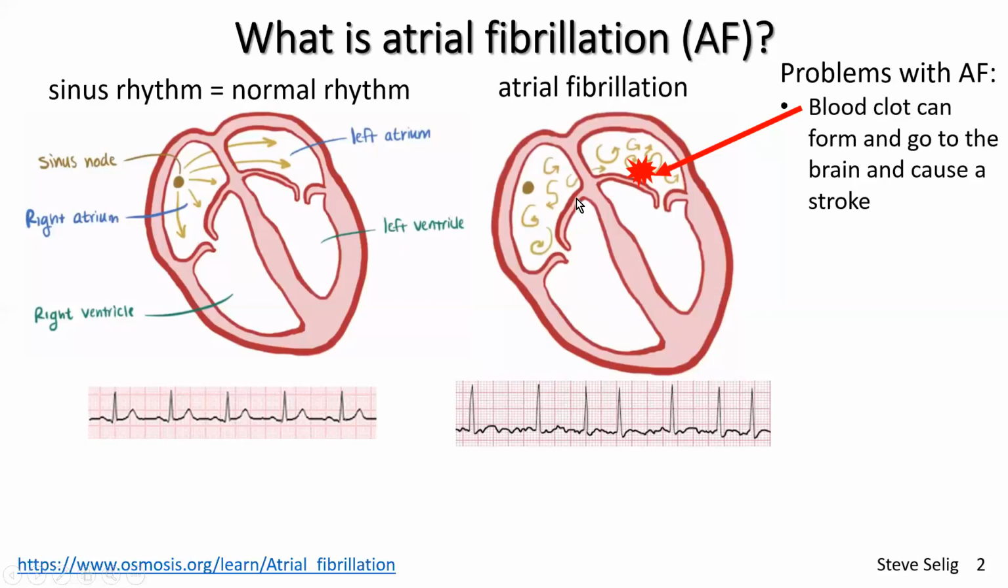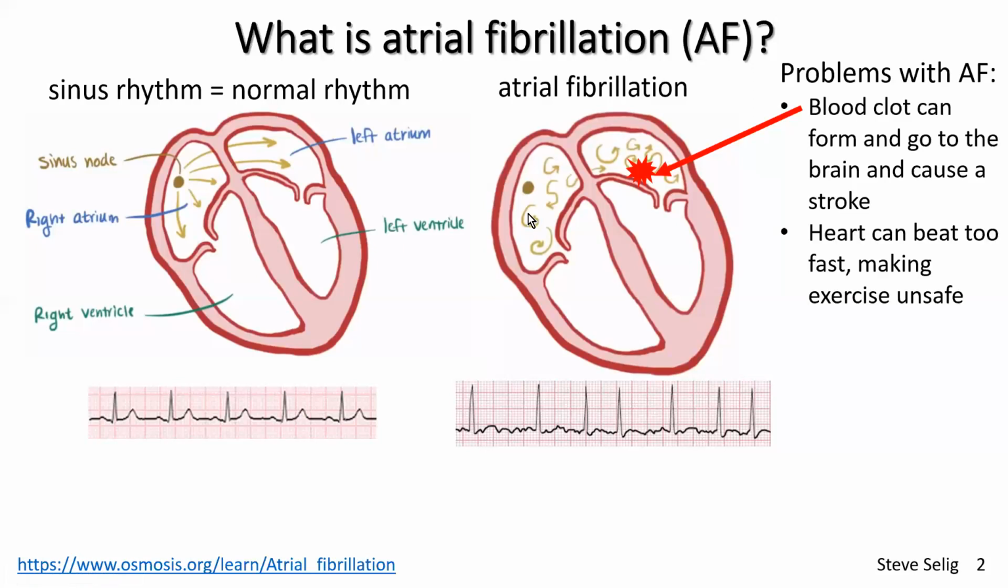So coming to the problems, because the atria is sitting there almost shimmering like a jellyfish with no coordinated contraction, it means that a blood clot can form. I've just illustrated here a blood clot forming in the upper left chamber, the left atrium. If that blood clot was to get through the heart and into the blood vessels supplying the brain, this could cause a stroke. And in fact, it's one of the most common causes of stroke in Australia in 2020.